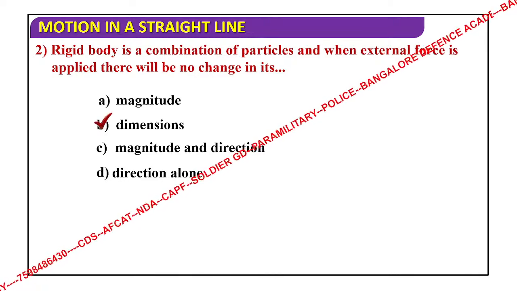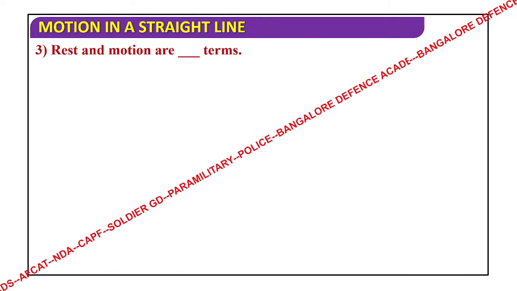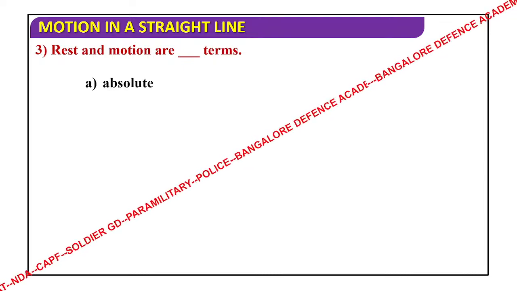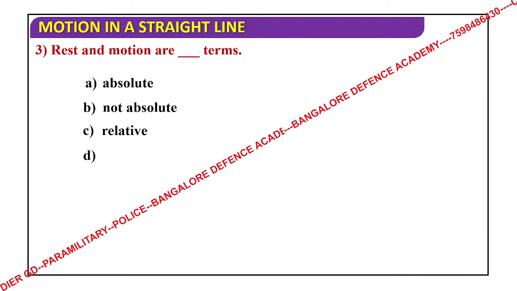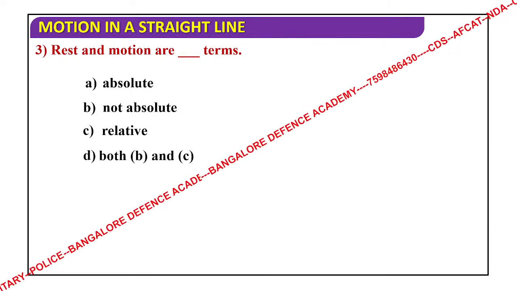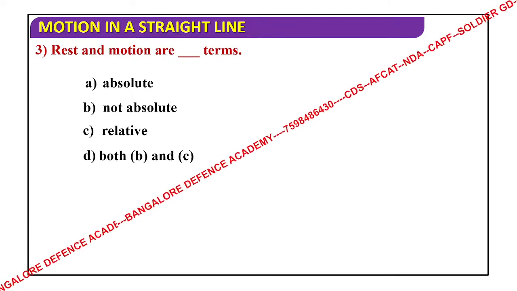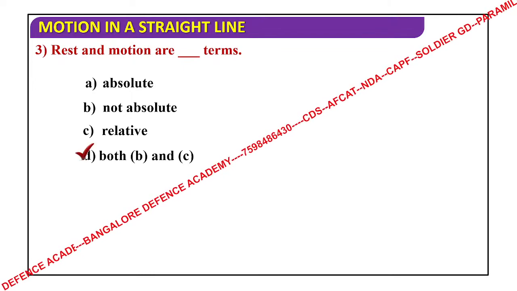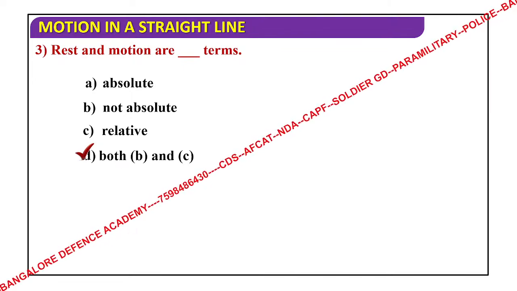Okay, answer is dimensions. Next, rest and motion are dash terms: absolute, not absolute, relative, both B and C. Answer is both B and C. It's not absolute and it's relative.